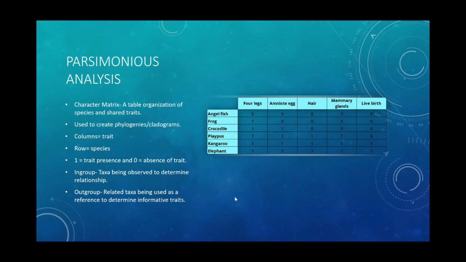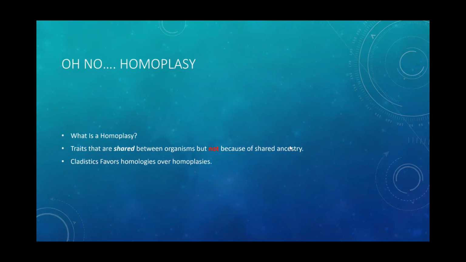In-groups are taxa that are being observed to determine their relationships, whereas out-groups are related taxa which are used as a reference to determine informative traits. In this case, angelfish would be the outgroup, and the in-group would be everything we're comparing, so the rest of them. If an outgroup has a trait, that trait is considered an ancestral trait because it evolved before the in-group, so that makes it a plesiomorphy, and that's uninformative. Outgroups are used to determine whether a trait is a synapomorphy or a plesiomorphy.